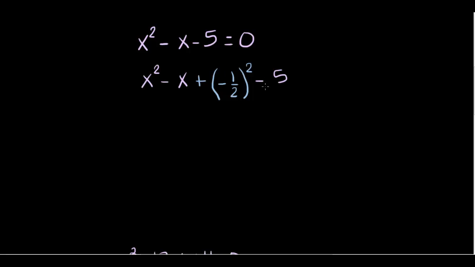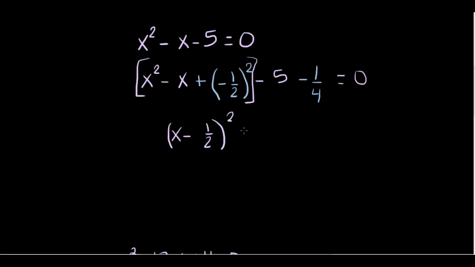Minus 5. Now this becomes positive 1 over 4 because negative 1 over 2 times negative 1 over 2 is positive 1 over 4. So I'm going to take away 1 over 4 and then equals 0. This whole thing forms a perfect square trinomial. So I'm going to factor it, and it's going to be x minus 1/2 squared minus 5 minus 1/4 equals 0.